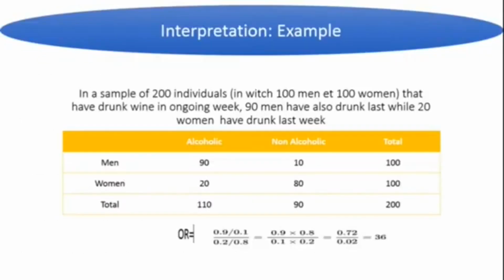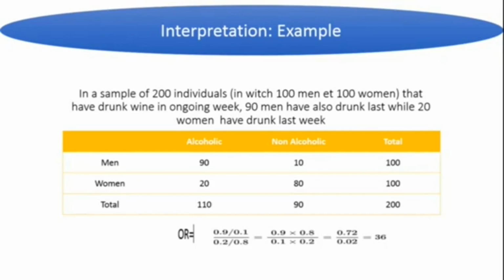So let's take an example in order to illustrate in practice how to use the odds ratio to interpret a risk factor. We have a sample of 200 individuals, 100 men and 100 women, that have drunk wine in the ongoing week. We define our main variable, alcoholism: you are alcoholic if you have drunk this week and also drunk in the previous week. Every person that we have selected has drunk in the ongoing week, and a person that didn't drink in the previous week is supposed to be non-alcoholic. That is how we have defined our variable alcoholism.